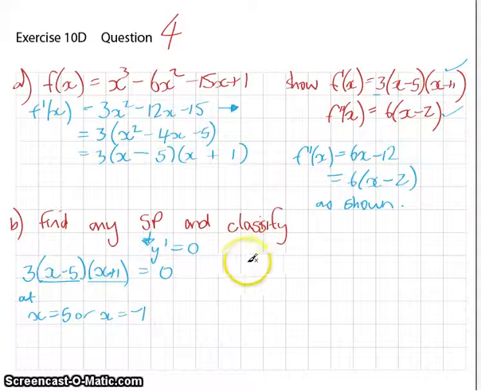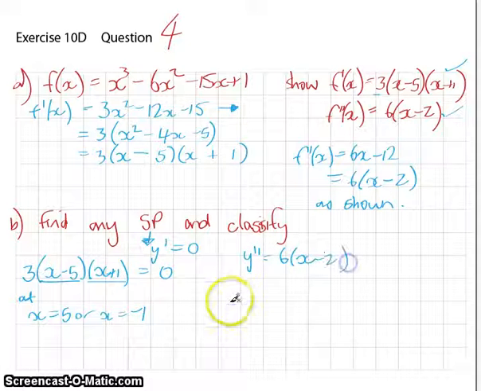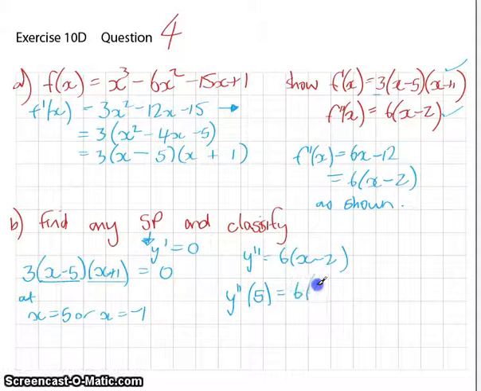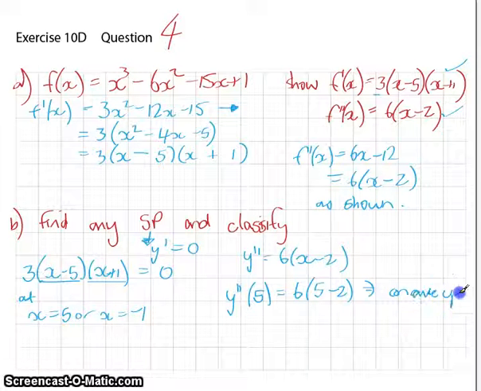we use a second derivative. So now the second derivative is 6 lots of x minus 2. I'm going to evaluate it at the first point, which is 5. And I see that that is 6 times 5 minus 2. I don't even really need to work out the answer. I see this is going to be positive. So I say this is concave up.